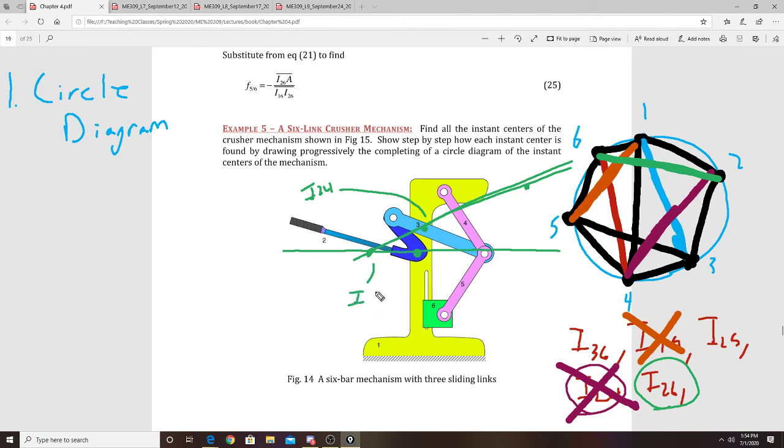6-2? I62. Or 2-6. It doesn't really matter, but right there. And real quick, as I marked these down, this one right here once again was I24 and this one was I64. Yeah, 6-4. I64.